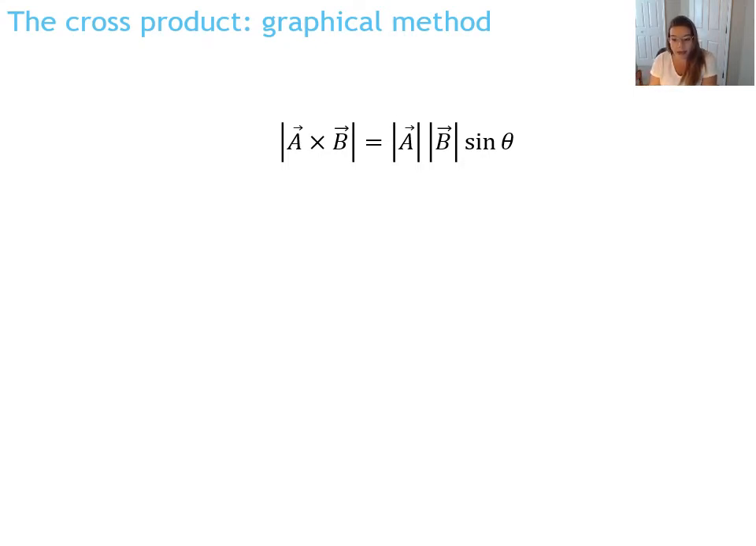Another way to write that, instead of trying to figure out the area of a parallelogram, is to use this equation right here. So the norm of the result of a cross product, let's say we're crossing vector A and B, the norm of that result is equal to the norm of A times the norm of B times the sine of the angle between them when they are drawn tail to tail.